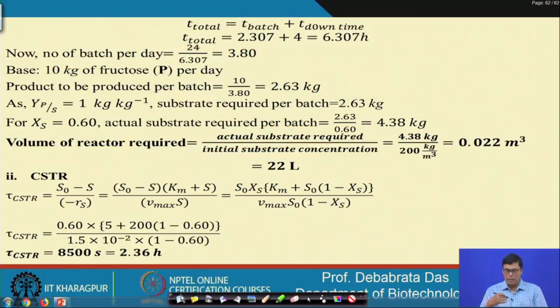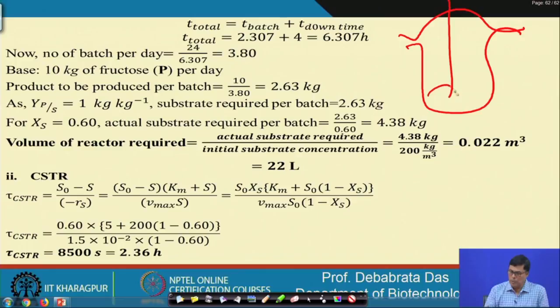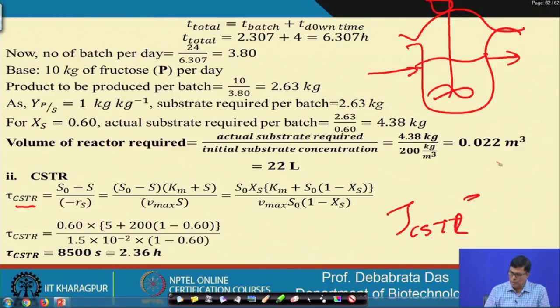Now let us come back to the CSTR process. In the CSTR, we have continuous inflow and outflow, and our expression that we have already developed, tau CSTR, is equal to S0 minus S by minus RS. This is how we can write.